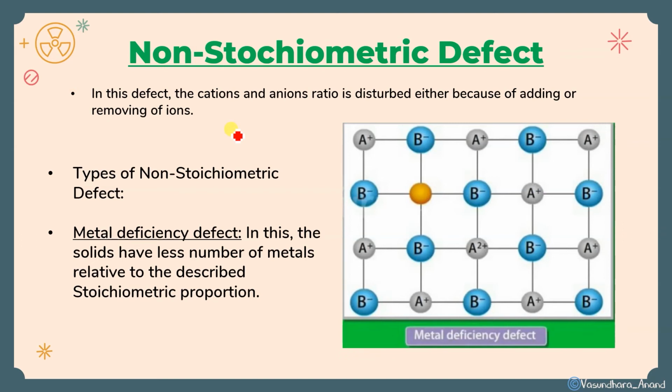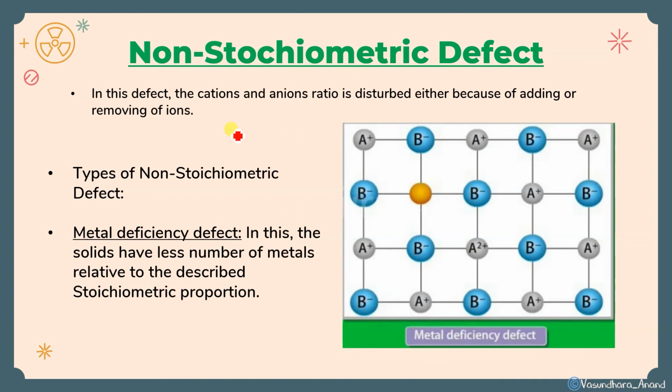But in the stoichiometric defect, there was no disturbance. Stoichiometry will always remain constant. Whatever the number of positive ions, the same number of negative ions will be there. But in this case, the cation and anion numbers can be different from the expected ones. So that's why it comes under non-stoichiometric defect.